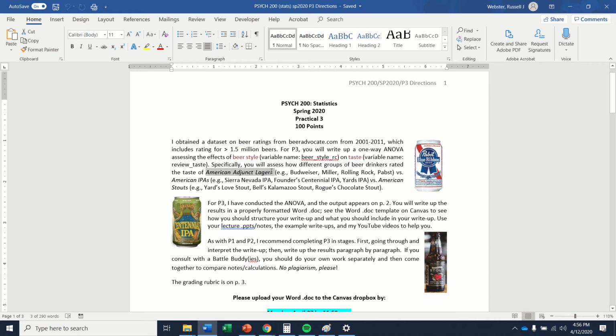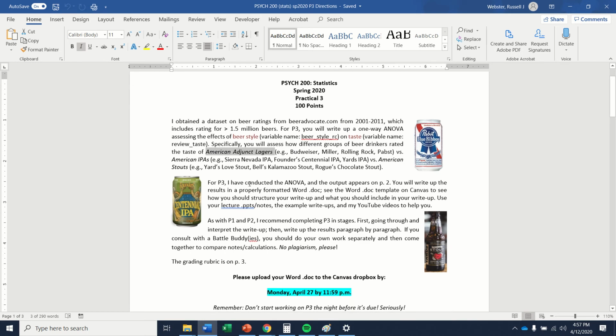Again, we're assessing to see if these different groups of beer drinkers rated the taste of these 3 different types of beers differently. All right. So did they like these types of beers? Did they like one type better than the others? We'll see.